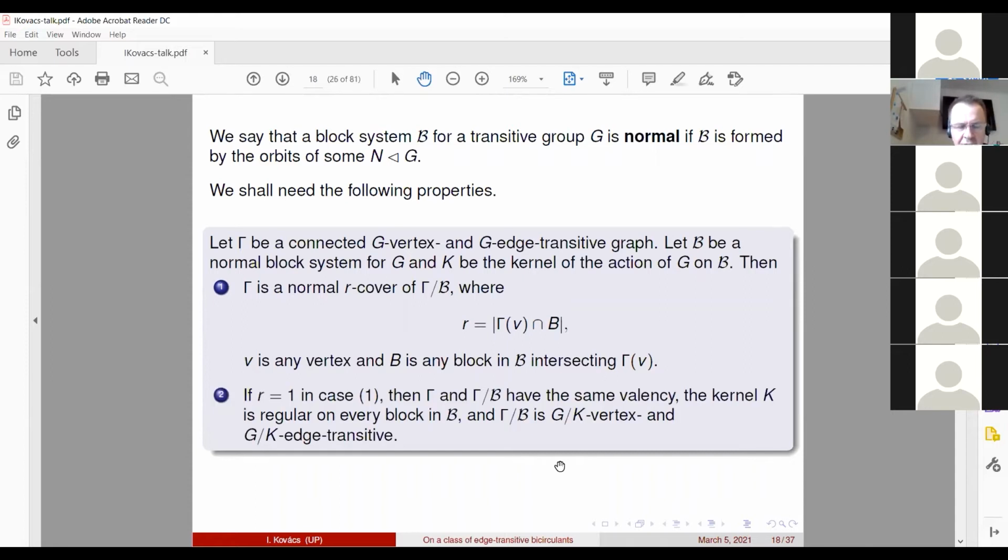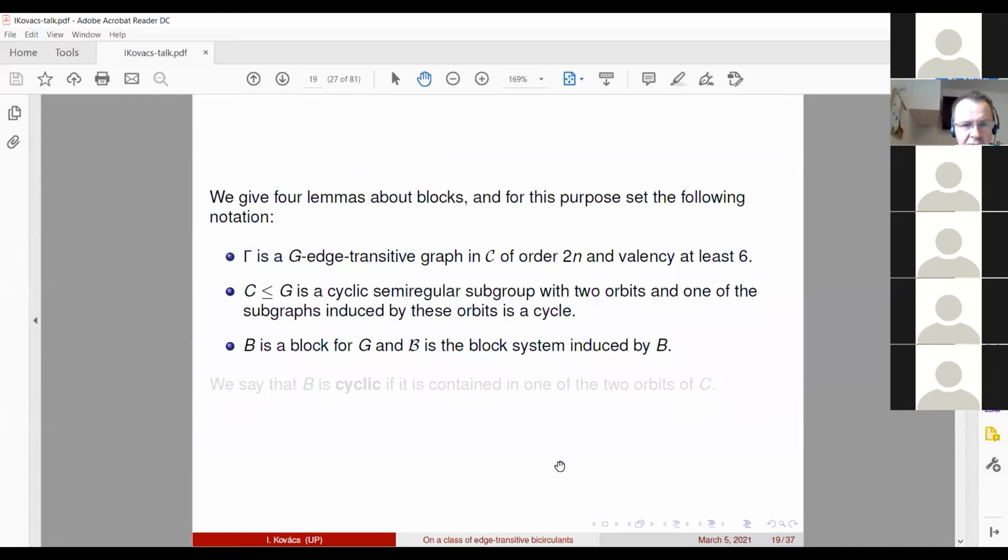And if it happens that this R is 1, then in this case the quotient graph and gamma have the same valency, and the kernel acts regularly on any block. The quotient is also a vertex and edge transitive graph, and the group G over K, the image of the action, acts vertex-transitively on the quotient and also edge-transitively. This procedure will be very useful for us.